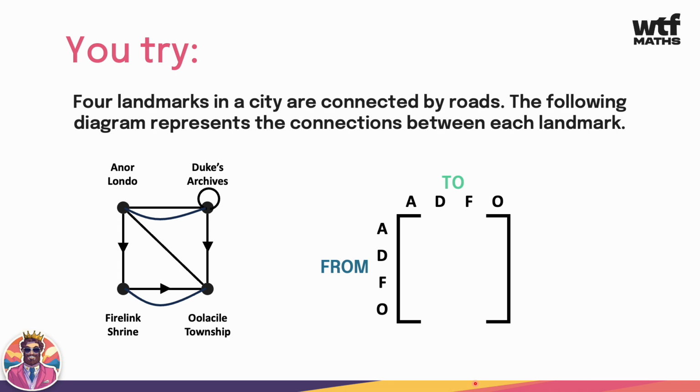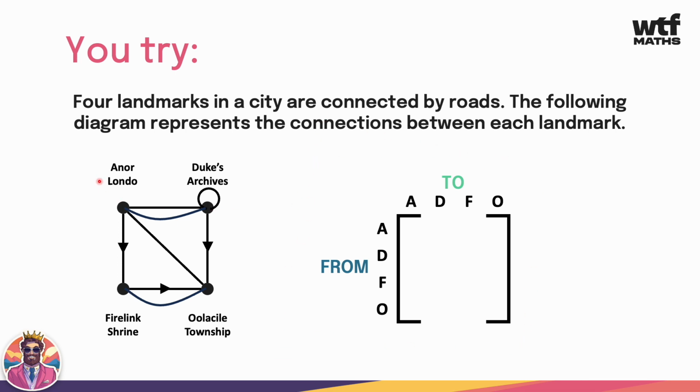All right, everyone, I've got a question for you now. I've made this diagram on the left. It's got a bit of everything going on. It's got one-way street, it's got loops, it's got it all together. So, 4 landmarks in a city are connected by roads. The following diagram represents the connections between each landmark. I would love you to pause the video and try to make the matrix for this here.